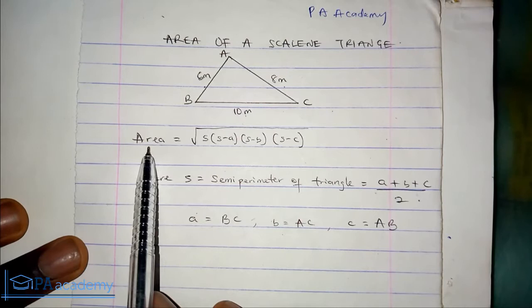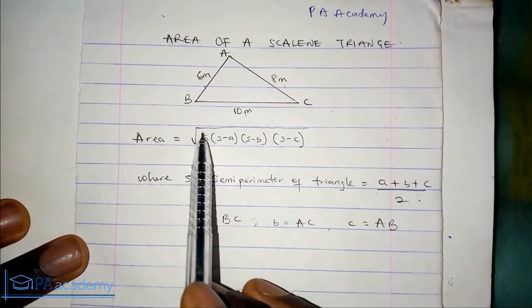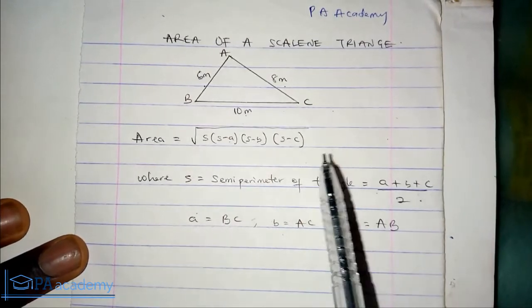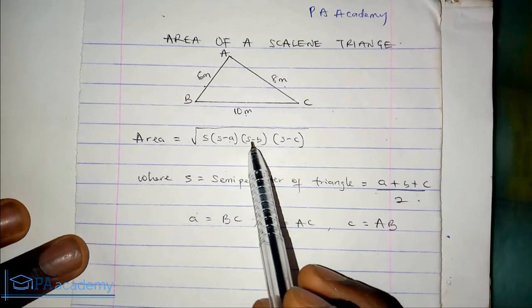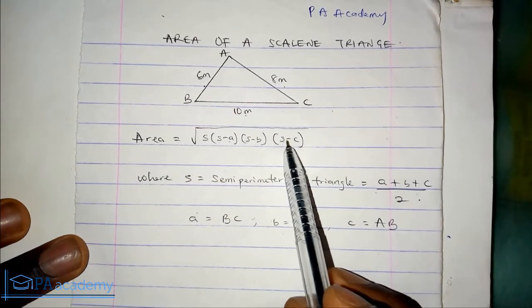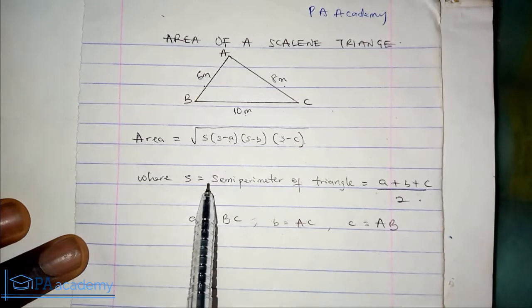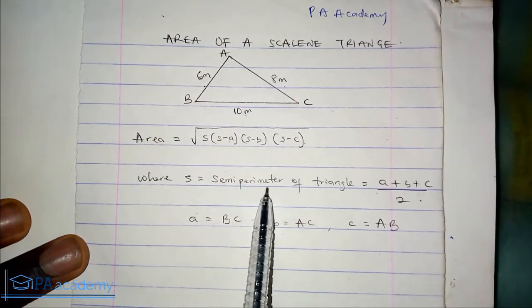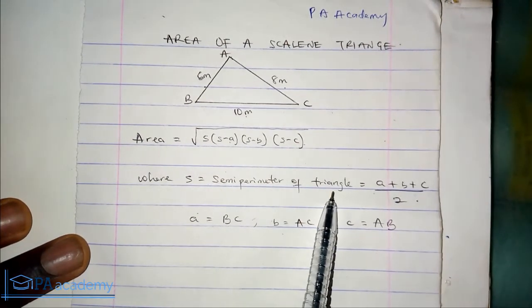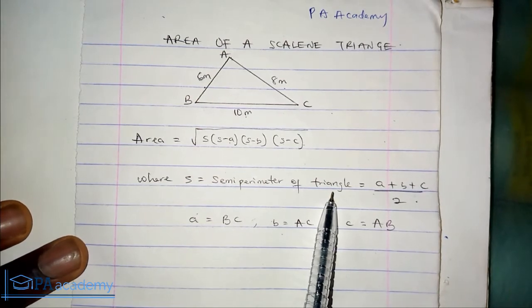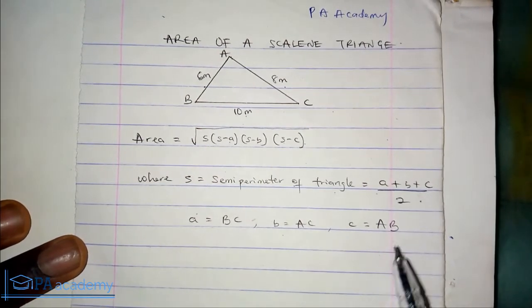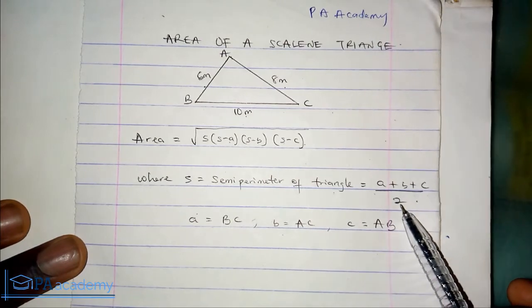And this is the formula to calculate the area: square root of s into bracket s minus a, multiplied by s minus b, and then s minus c, where s is the semi perimeter of a triangle. Don't forget, when we say perimeter, that means the addition of all the sides. This is it, a plus b plus c over 2.